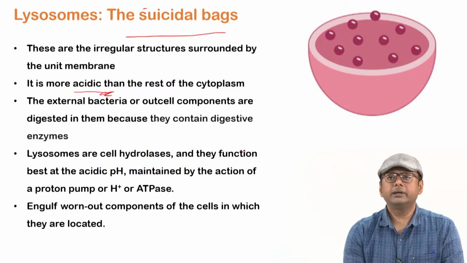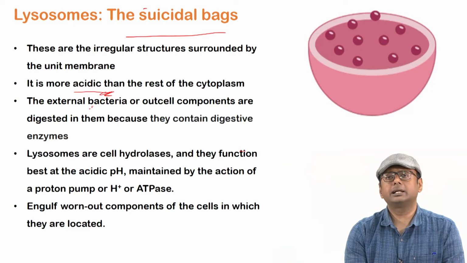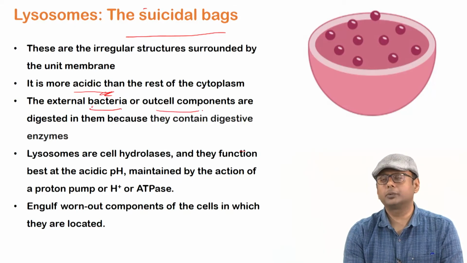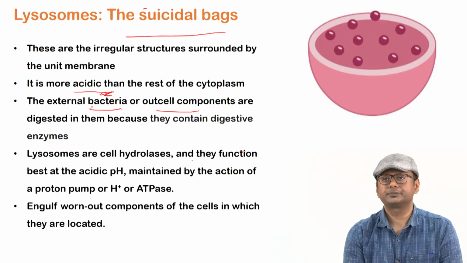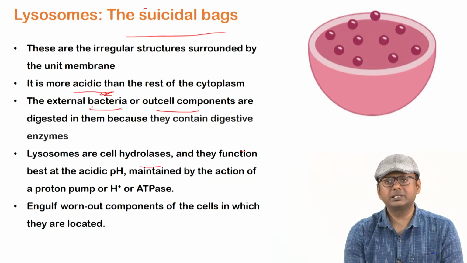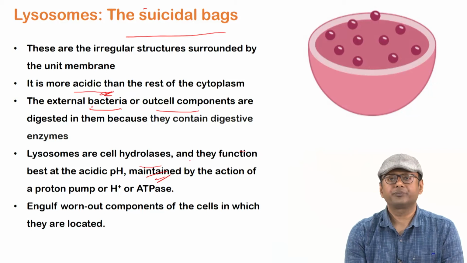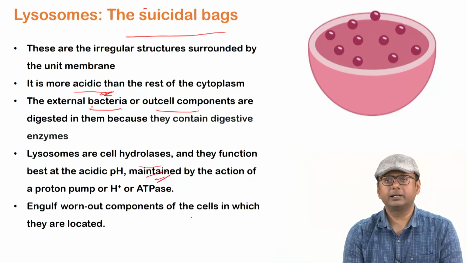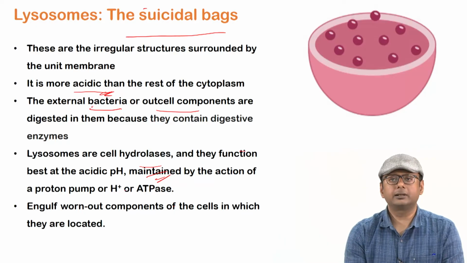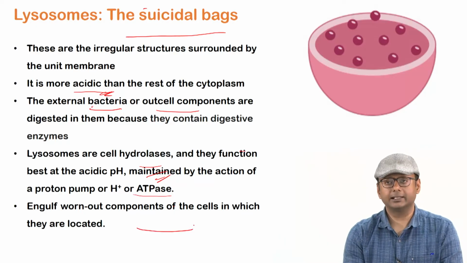And then if there is any invasion of an external bacteria or outer cell component which is not required inside of our cell, the lysosome which contains the digestive enzyme will basically destroy it, right? So lysosome contains cell hydrolases and they perform best in acidic pH. It will destroy all these unwanted bacteria, foreign particles along with engulfed, worn out components of the cell.